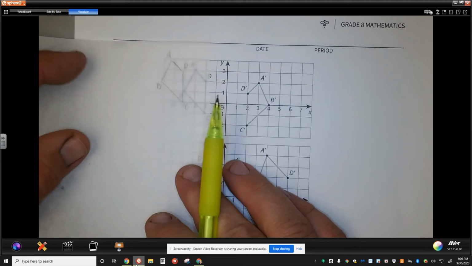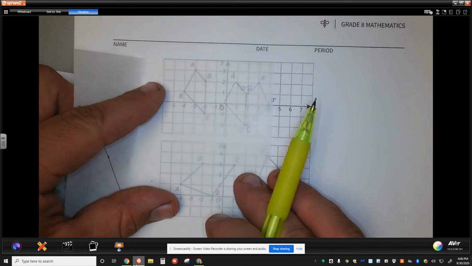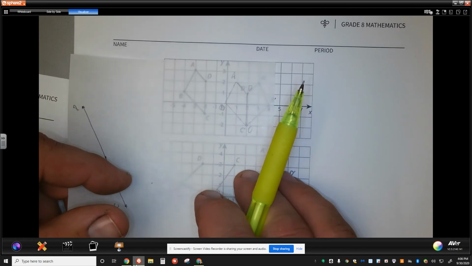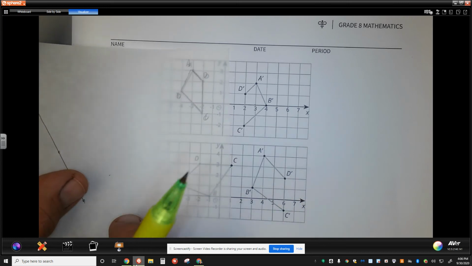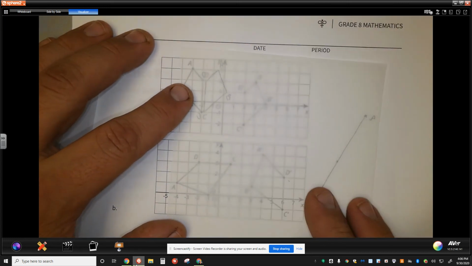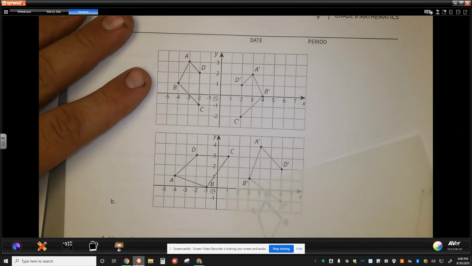So again, with this one, I chose to use a translation from D to D prime, followed by a reflection across DC. There's other ways to do this. You could reflect from the beginning right here and then translate. But as far as using rotation, it really doesn't seem like it's necessary for this one.